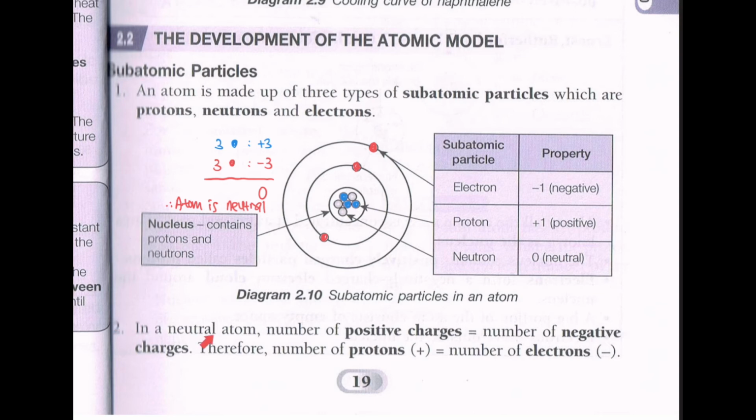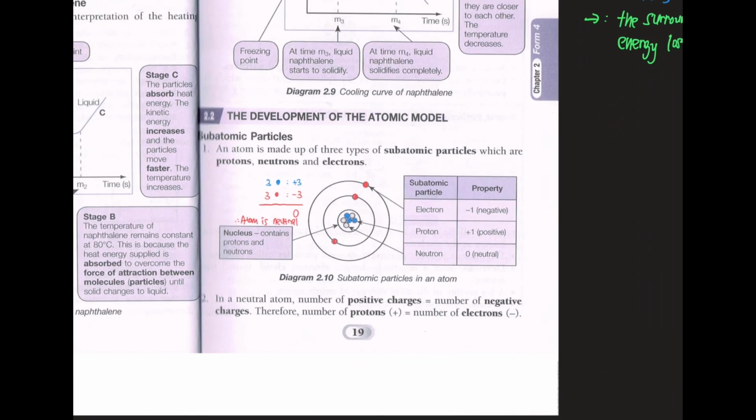In a neutral atom, the number of positive charges is equal to the number of negative charges. Positive charges are due to protons. Negative charges are due to electrons. So since you have 3 protons and 3 electrons, their charges are equal and hence cancel off. They are opposite signs, positive and negative, then cancel off. Therefore, the number of protons is equal to the number of electrons. So that is a concept about the number of protons and electrons.